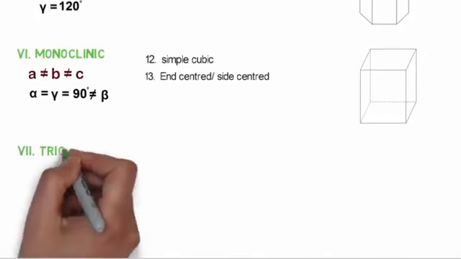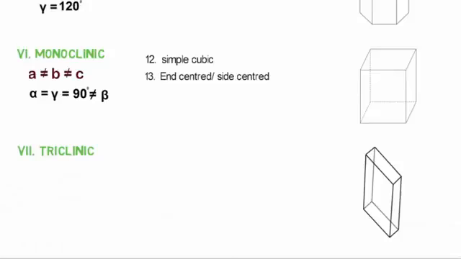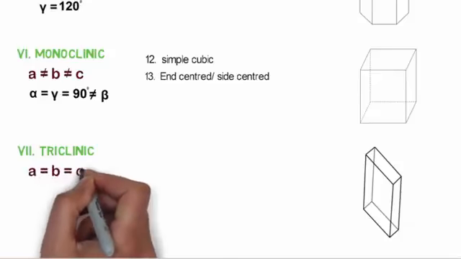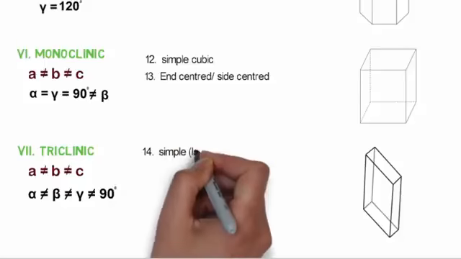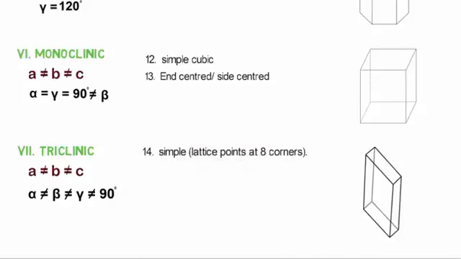The last one is triclinic. In triclinic, none of the A, B and C are equal to one another, and also all the angles alpha, beta and gamma have different values and none of them is equal to 90 degrees. Triclinic crystal system can be arranged in simple cubic lattice structure.